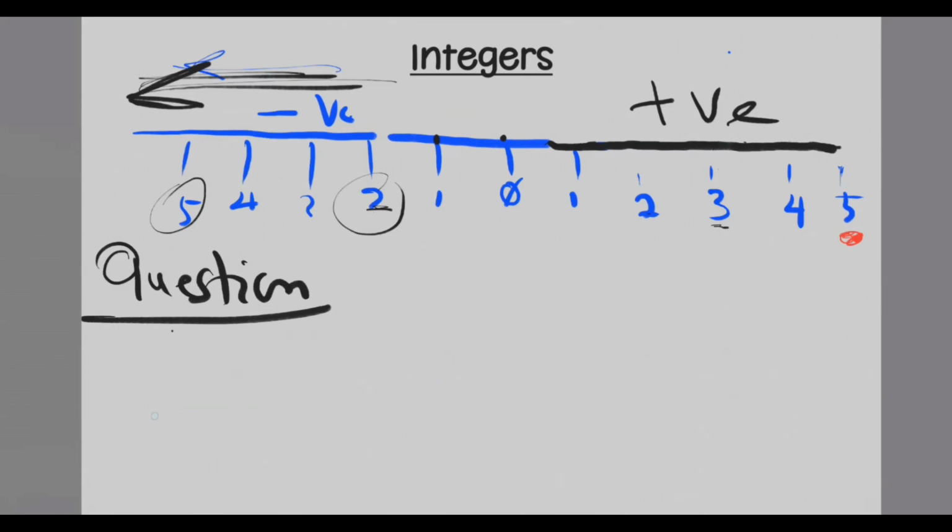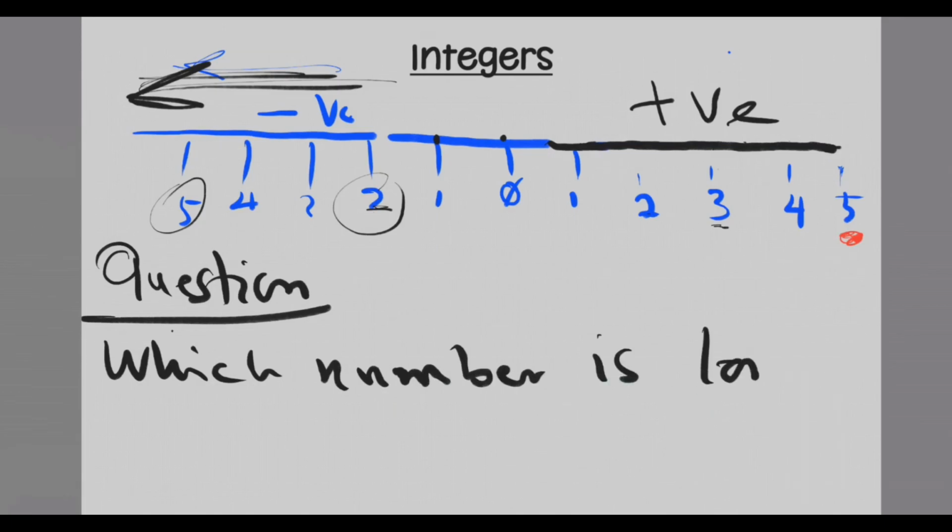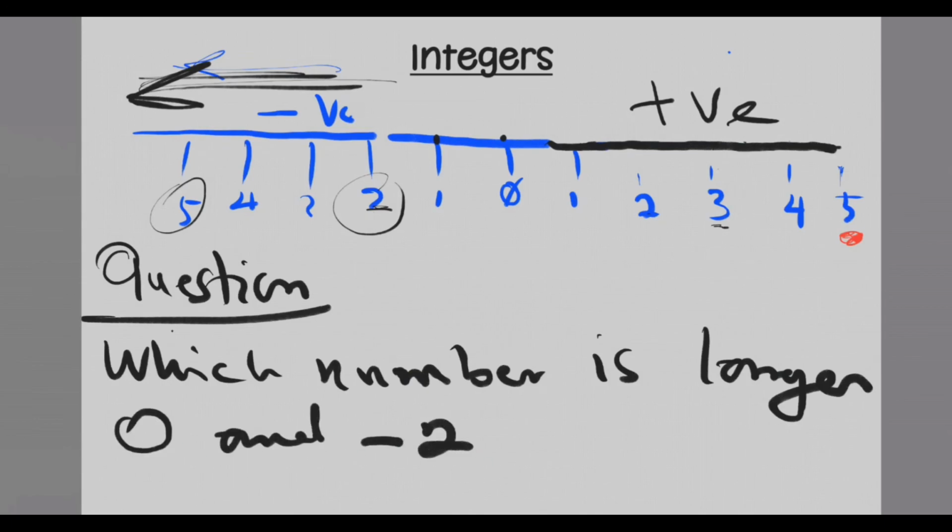Okay, let me ask another question. Which number is larger, 0 or -2? Which number is larger here? The answer is 0. 0 is larger. And another way they can ask is which number is greater. They can say which number is greater. So let me use greater here.